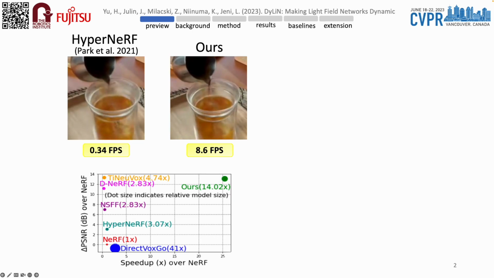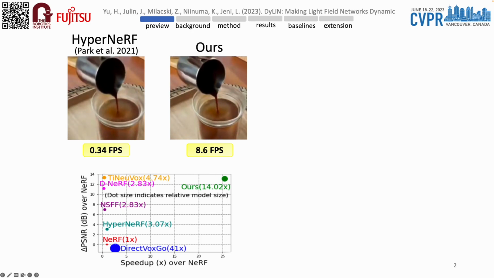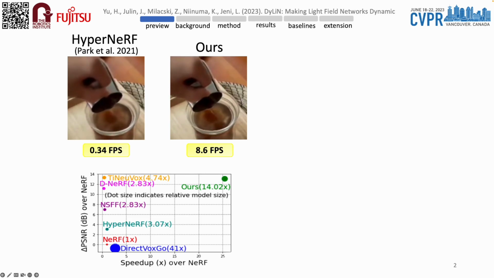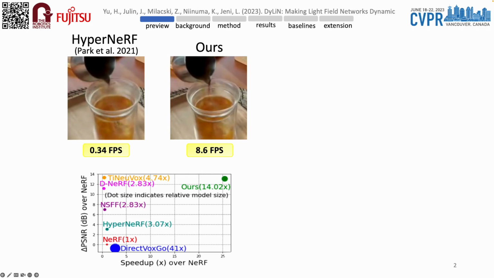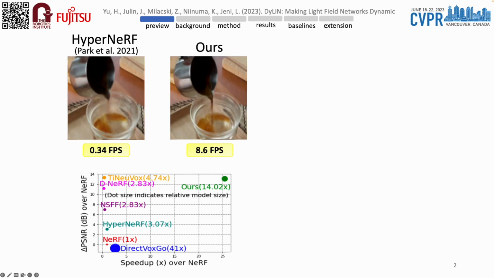Our method, the dynamic light field network, or DyLiN, can handle non-rigid deformations, including topological changes. DyLiN is also 25 times faster than HyperNerf at rendering, while having better scene reconstruction. This is particularly noticeable if we freeze the videos at the same time step. DyLiN more accurately models the coffee pouring, where HyperNerf seems to fail.